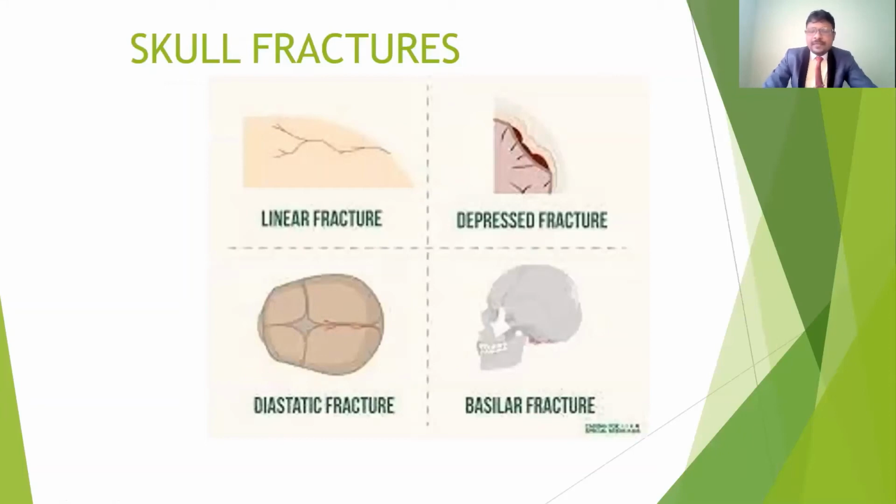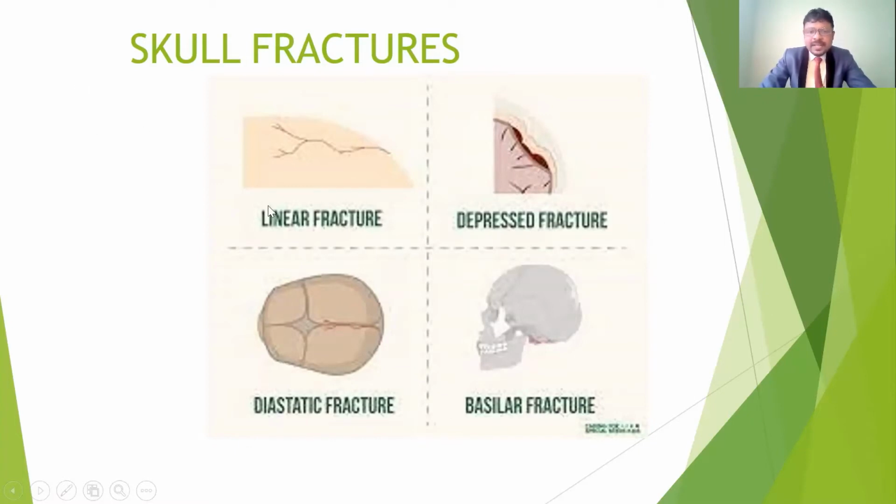So the next one is the skull fracture. What are the different types of skull fractures? Here we have to understand that it depends upon the appearance of the skull fracture. We can call them linear fractures, depressed fractures, diastatic fractures, and basilar fractures.